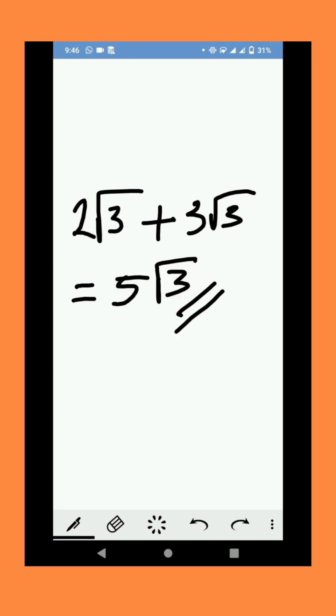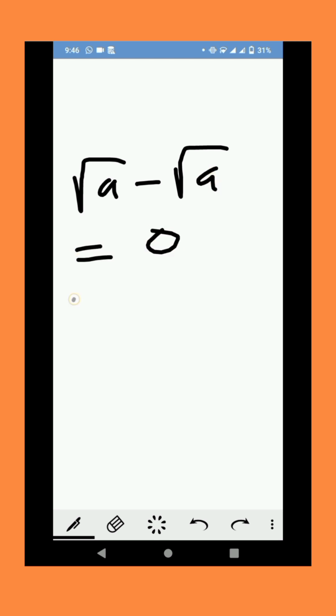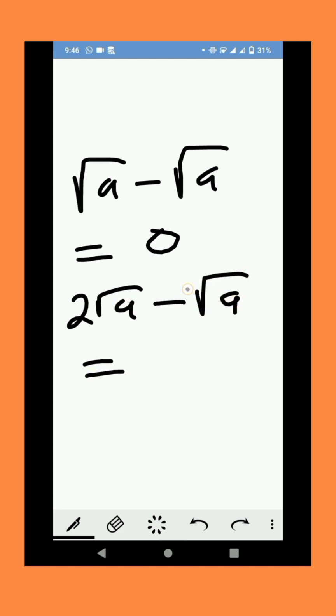Alright, so surds of similar value can be added. We call them like surds. Like surds can be added. Like surds, that means root a minus root a can also be subtracted. This will give you 0. And also 2 root a minus root a, of course, it's like saying 2 minus 1. The coefficient of this surd here is 1. 2 minus 1 will give you 1, so we have root a. Alright, so like surds can be subtracted and can be added.